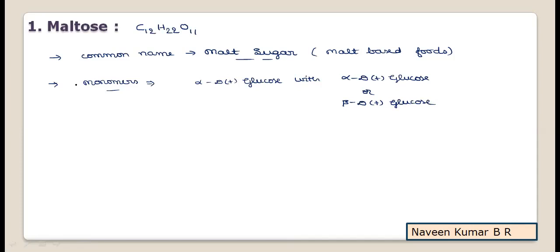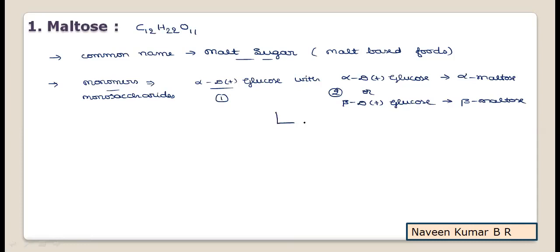Hence, the combining monosaccharides, the monomers of maltose, are such that alpha D glucose is the first one, and the second one may be alpha or beta. If the second one is alpha D glucose, then the maltose formed is called alpha maltose. If the second monosaccharide is beta D glucose, then the disaccharide is called beta maltose. But the first one is the same, so it is alpha, and the second one may be alpha or beta.